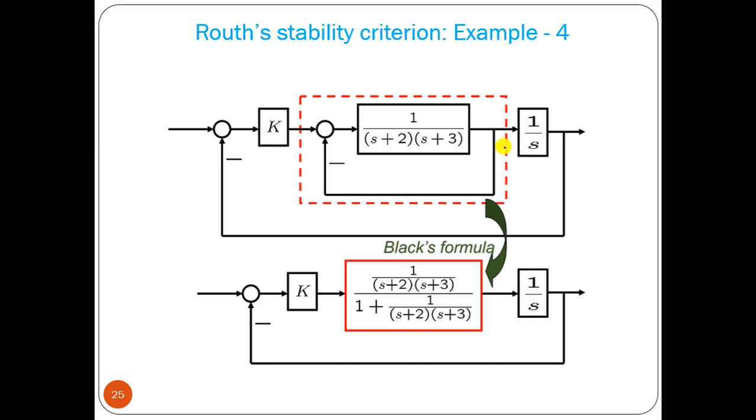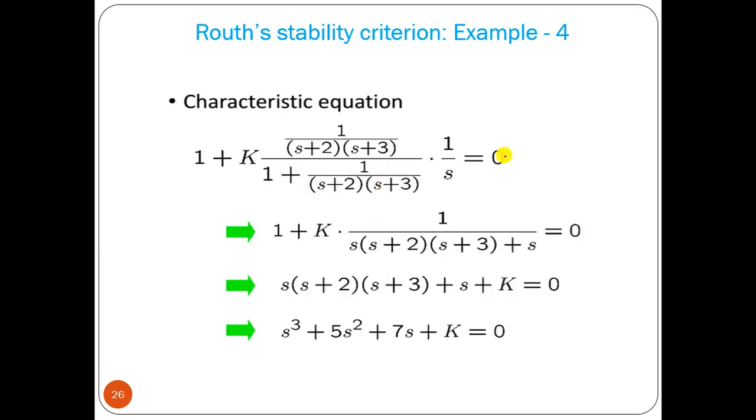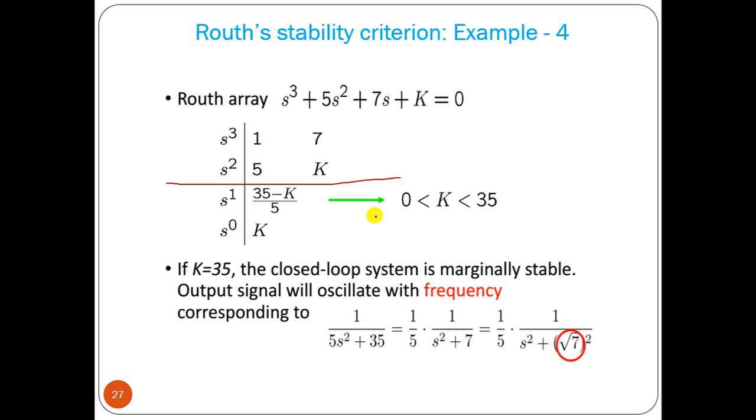So we are getting g divided by 1 plus gh. This is your closed loop, where g is k into this into 1 by s. 1 plus gh equal to 0 is the characteristic equation. So this is the way we can find it. If you solve it, you will get this characteristic equation. Now we have to apply the Routh stability criterion: 35 minus k by 5, and this one will be 0, this one will be k. So what is the range? K should be greater than 0 and less than 35, then only your system will be stable.